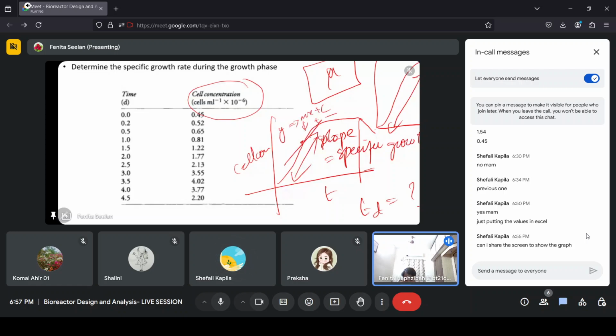The time should be on the x-axis and the cell concentration, for example 0.45 into 10 power minus 6, on the y-axis. If you do so, the slope will come to around 0.66 to 0.69, because during exponential growth the rate is only mu, which we can calculate. So in this region, you can form a straight line. For that, we can calculate.